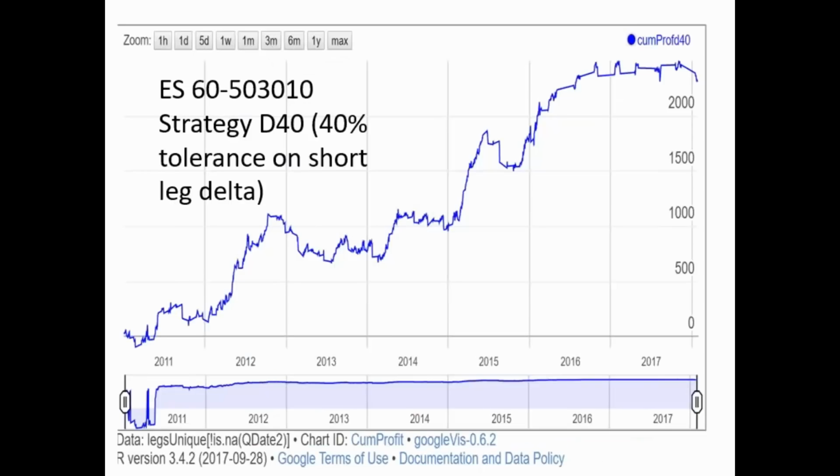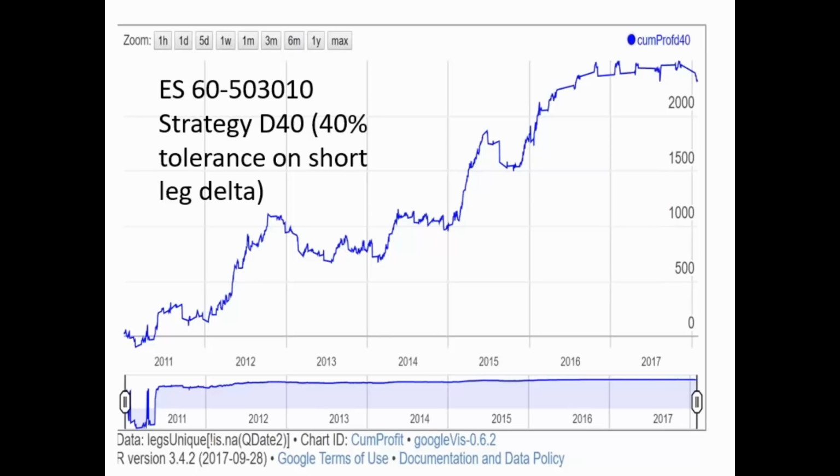Now, here is a simulation where I ran ES. You could run it on a number of underlyings, but in this case I ran it on the S&P 500 E-mini contract.